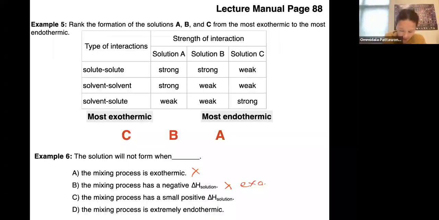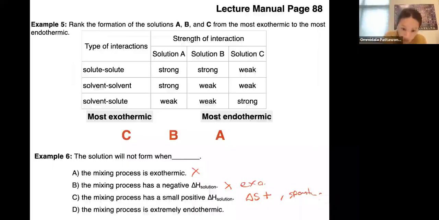Now let's take a look at C. The solution will not form when the mixing process has a small positive delta H. This is what we see in the endothermic process scenario. When you have a small positive delta H, the entropy change is still going to be a driving force, causing this process to still be spontaneous. Okay, so that means the solution will form.